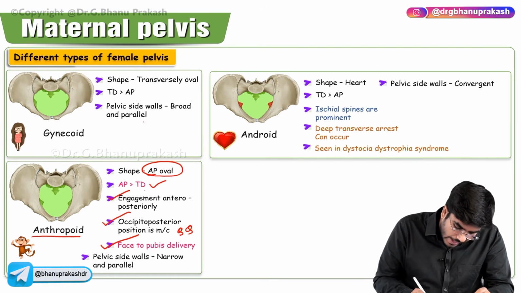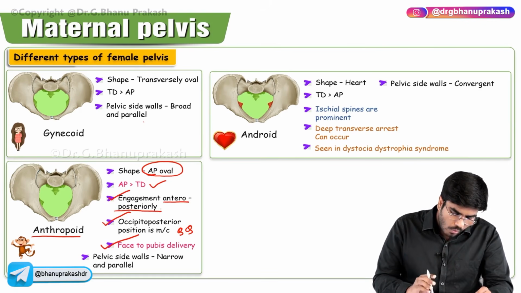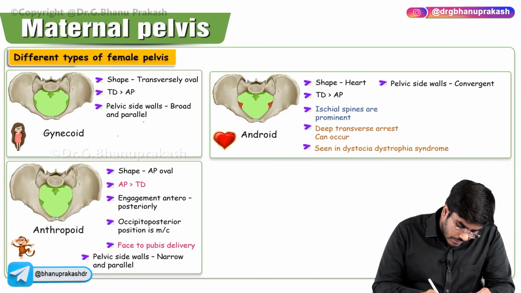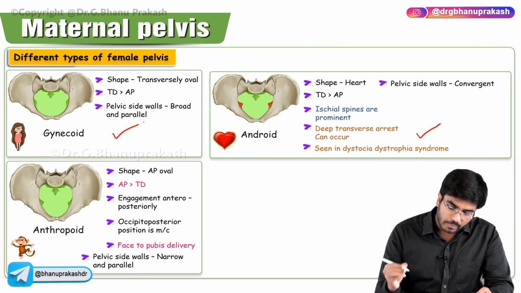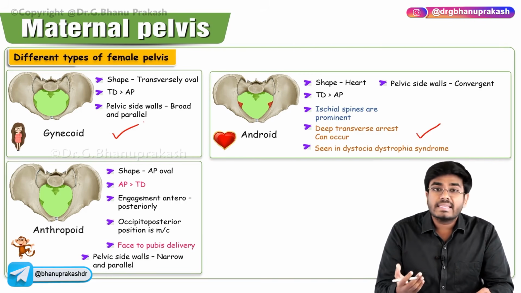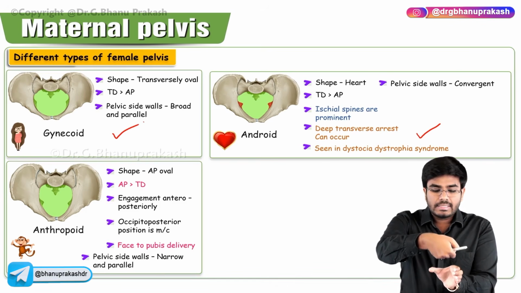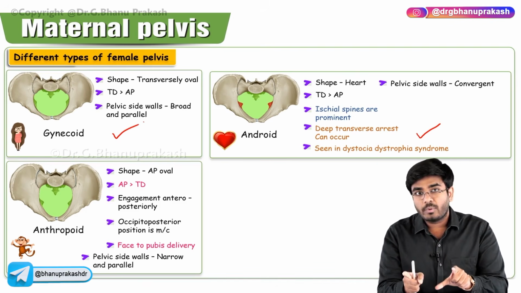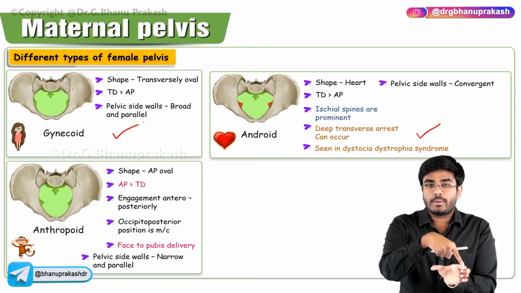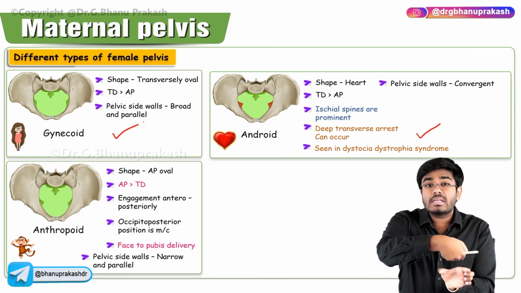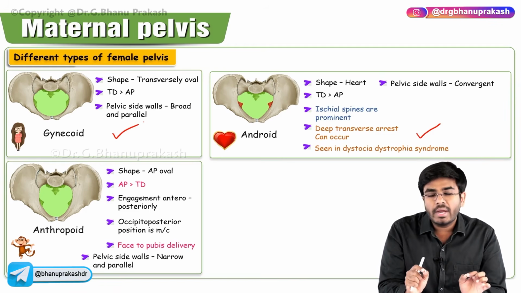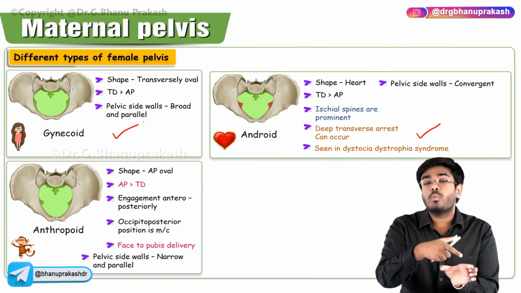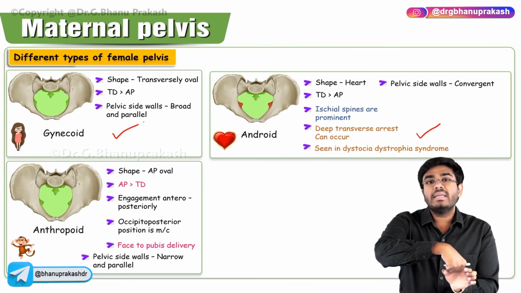See, engagement happens anteroposteriorly. Guys, let me ask you one thing. In gynecoid type of pelvis and android type of pelvis, how is the engagement happening? Engagement is the baby's head coming into the pelvic cavity. In both android and gynecoid type of pelvis, the transverse diameters are more. So engagement is also happening transversely. We say that in gynecoid and android pelvis, as the transverse diameters of inlet are more than anteroposterior diameters, engagement is also happening transversely.